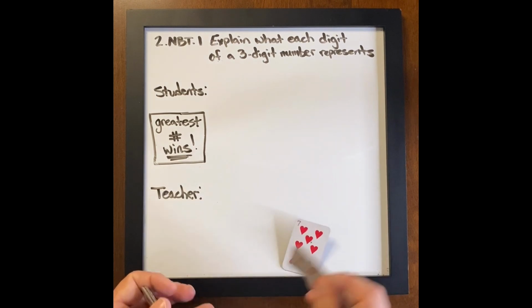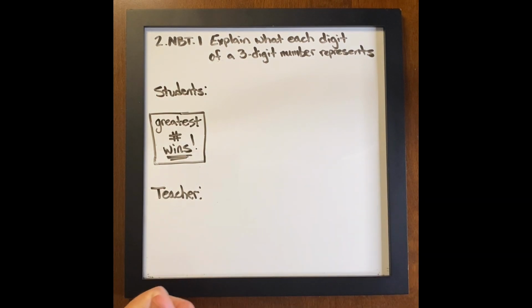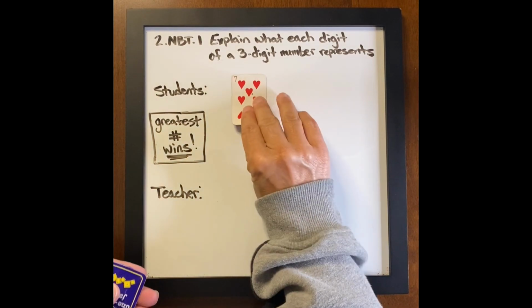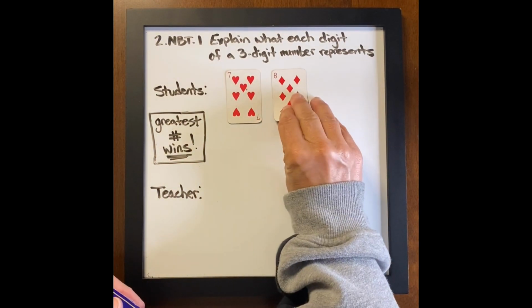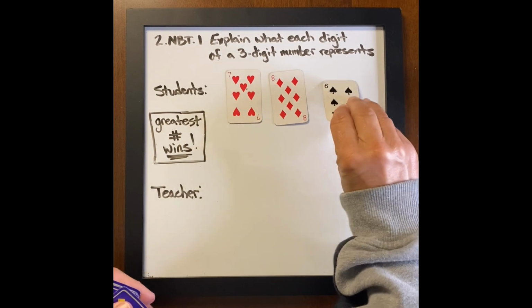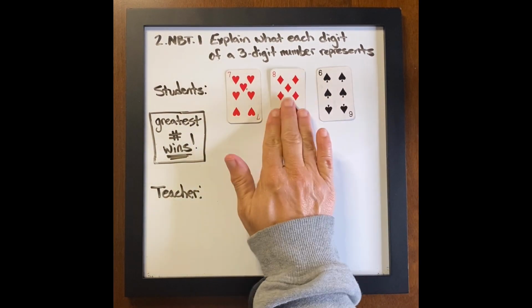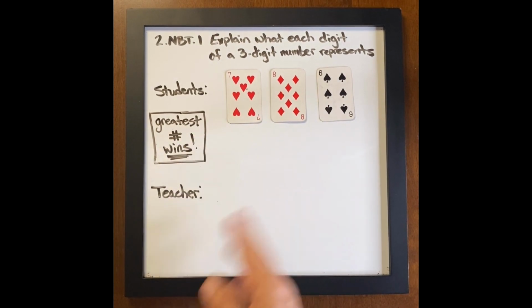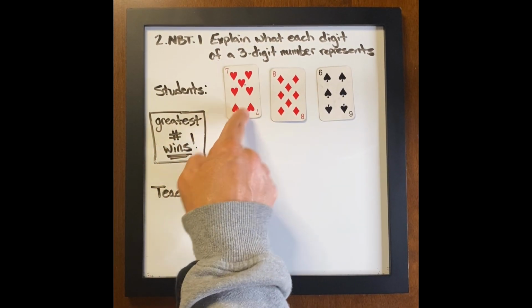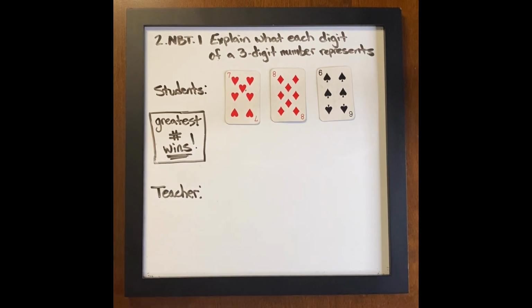So the teacher is going to deal out the cards, or you can have one student be the representative and deal out 3 cards. Either way is fine. So the students have 786. So with this, you can have a lot of conversation before you even get going about, is this a good number to have if we're playing for the greatest number wins?